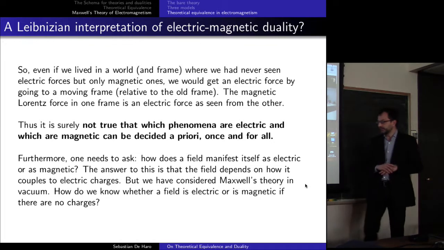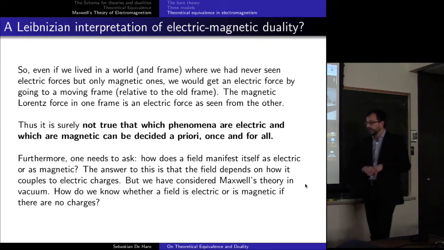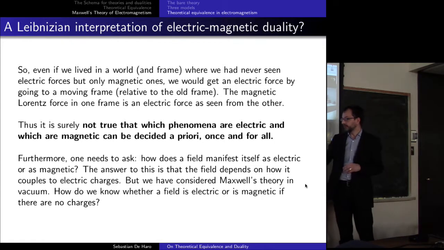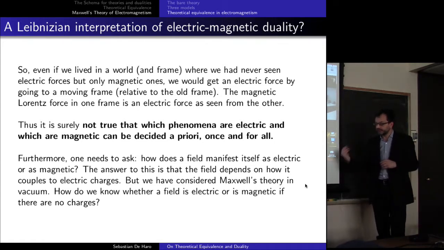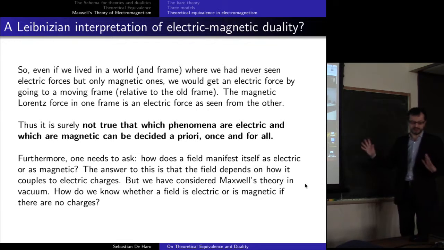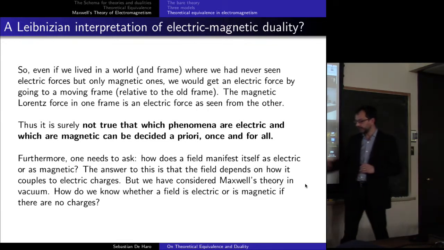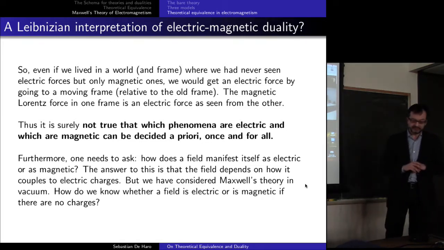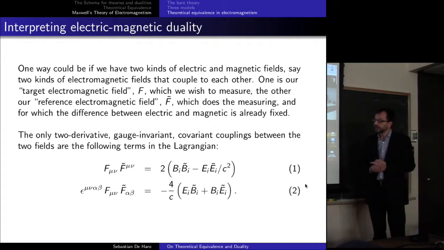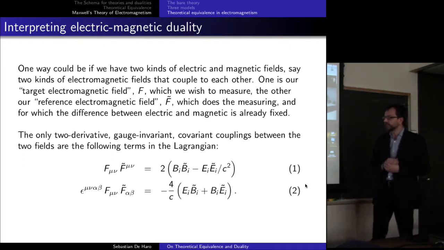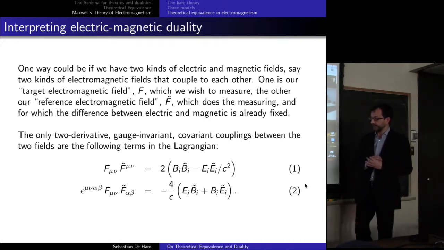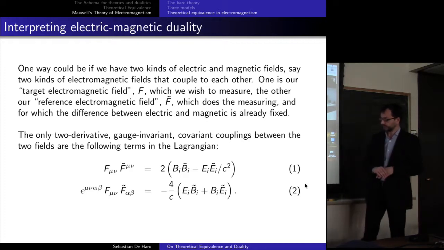Furthermore, one needs to ask, how does a field manifest itself as electric or as magnetic? The answer is that it depends on how you couple to electric charges. Now, we have considered Maxwell's theory in vacuum before. If we leave charges aside for the moment, because charges complicate the story, how do we know whether a field is electric or magnetic if there are no charges? Well, one way to do that would be if we have two kinds of electromagnetic fields, so two Faraday tensors. Say one is our target electromagnetic field, which we wish to measure. The other is our reference electromagnetic field F tilde, which does the measuring.